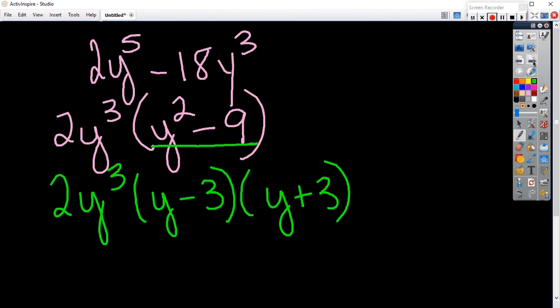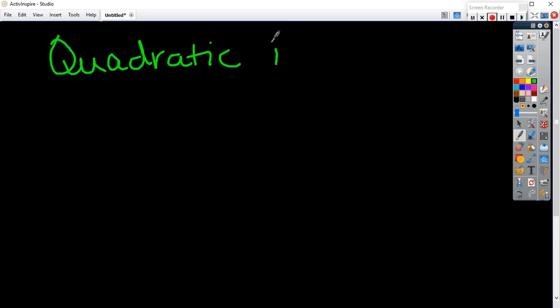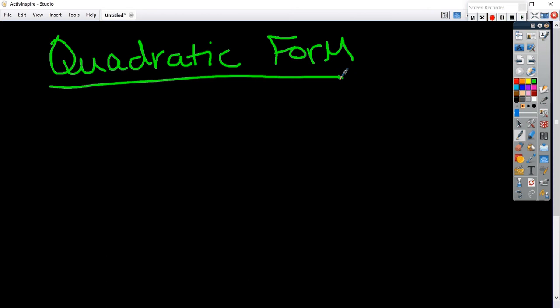Now I want to show you something called quadratic form that you will be able to factor, okay? Now, the reason I like the box so much, and I've shown you the box, is because it works in all these forms. If it's in quadratic form, you can factor it. So here's what quadratic form means.